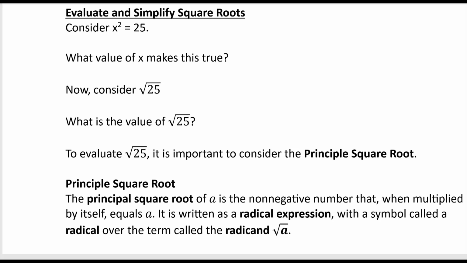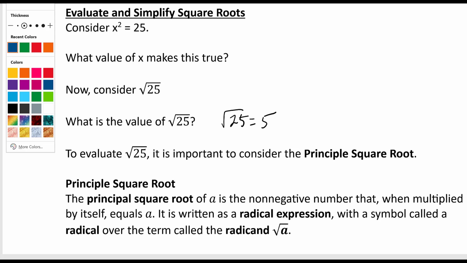Okay, we're going to talk about radicals and properties of radicals, and there's quite a bit to this. So evaluate and simplify square roots, the first one. So consider x squared equals 25. What values make this true? Now consider what's the square root of 25, and that's going to be, obviously, 5.